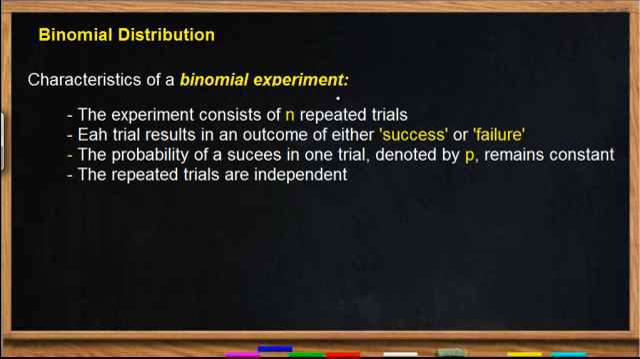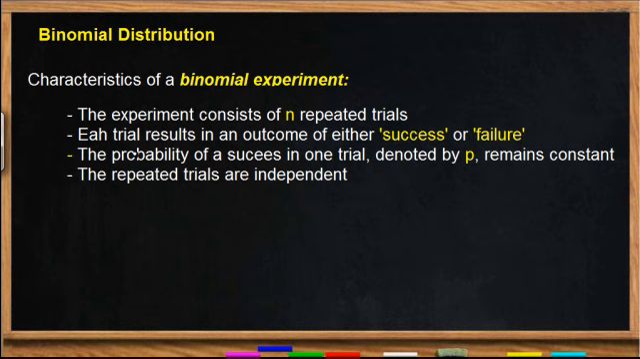So, i-discuss na ko kung unsa ning binomial experiment. So first is, the experiment consists of n repeated trials. So dapat daghan nga trials ang atong buhaton, n, and usually more than one. Each trial results in an outcome of either success or failure. So taga trial sa atong experiment, either ang atong result nga ma-observe is either success or failure. So duha lang, success or failure.